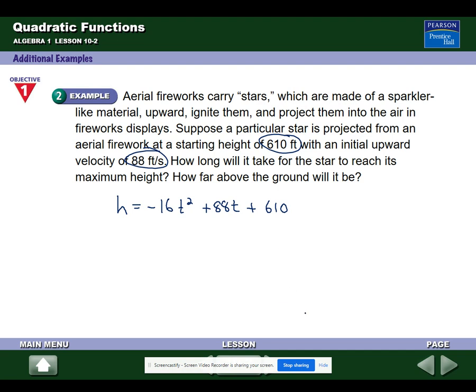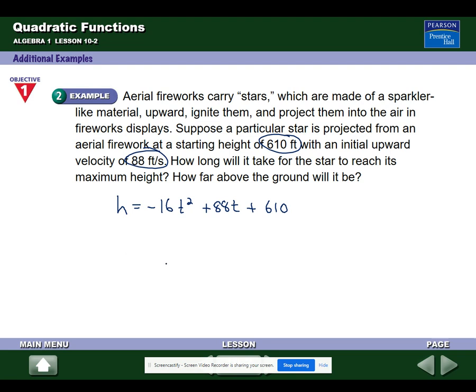They're being shot upward at 88 feet per second. Eventually gravity takes over and they fall back down. This is the idea. And this is further saying that at the vertex of the parabola is when the firework goes off, so to speak. Okay? Now, take a minute to understand the question. How long will it take for the star to reach its maximum height? What's the t value, in other words, at its maximum height?